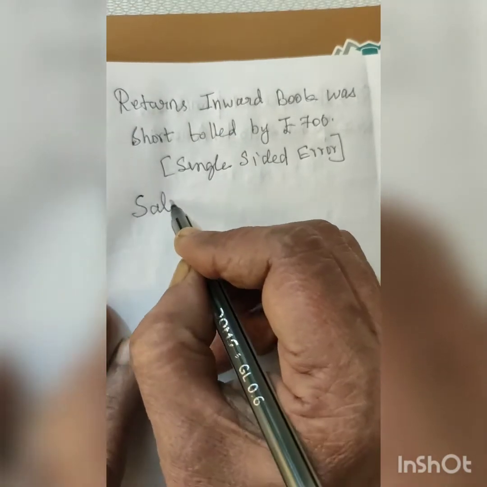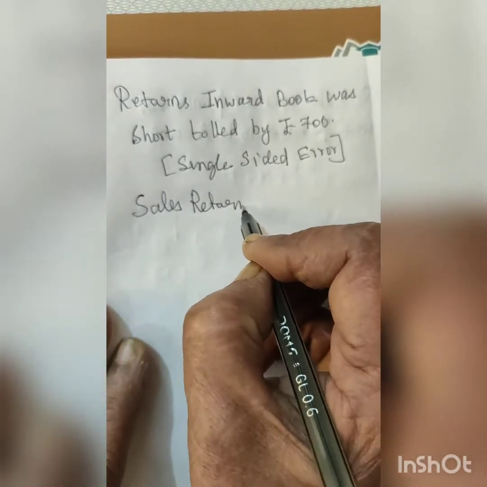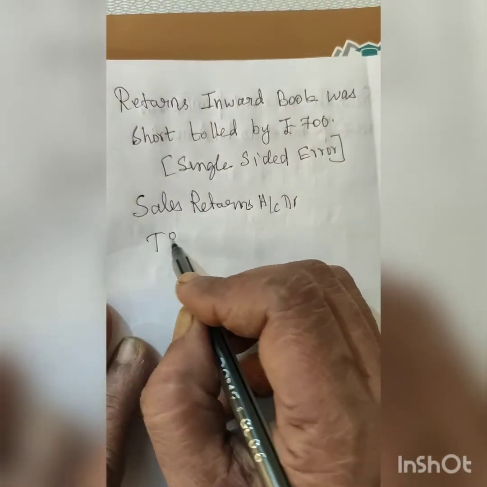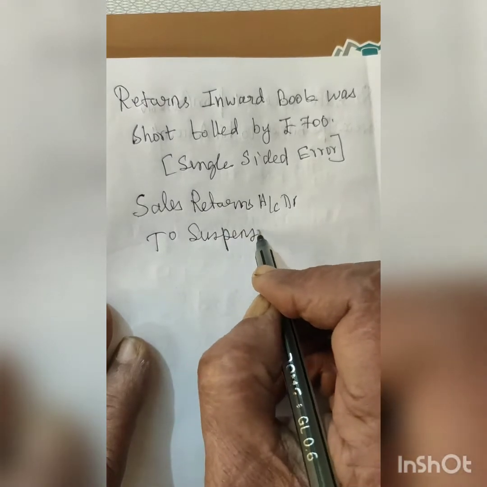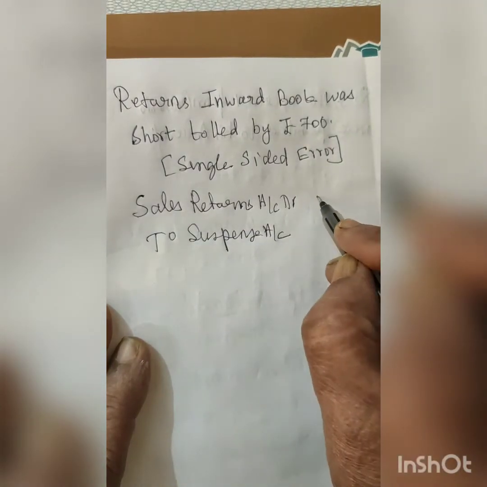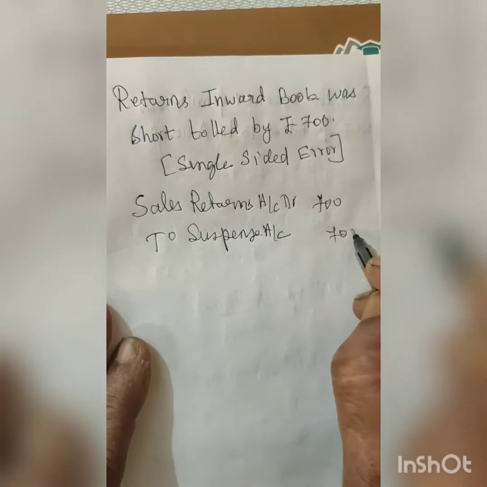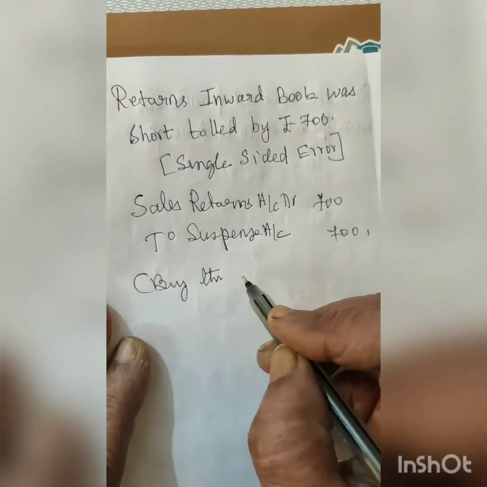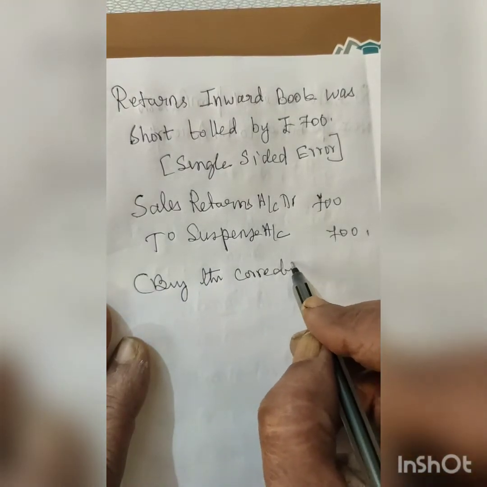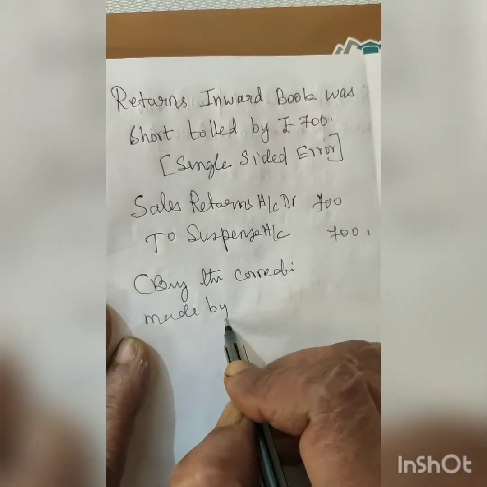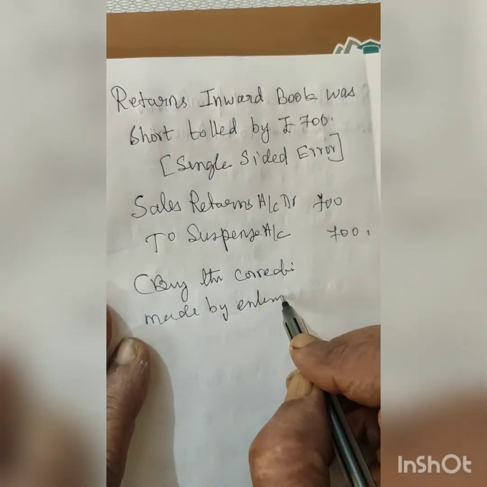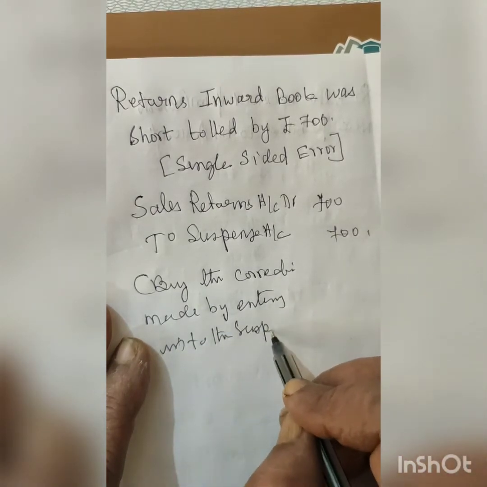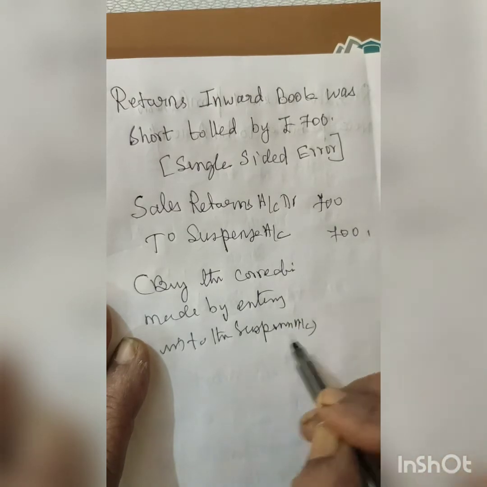So sales returns account debited to suspense account. How much? 700. Being the correction made by entering into the suspense account. Okay, this is over.